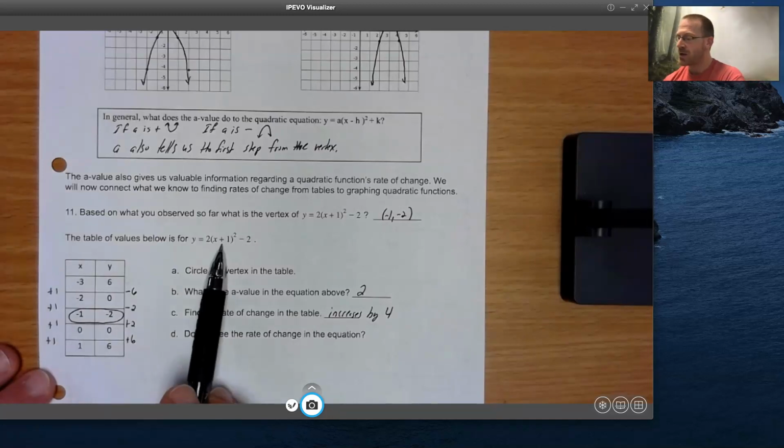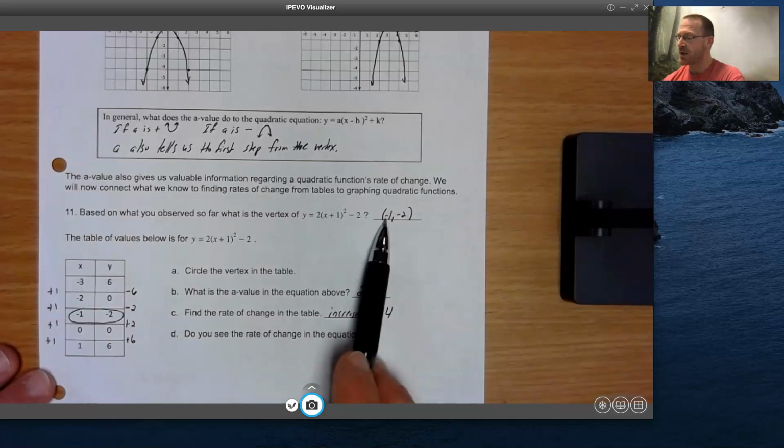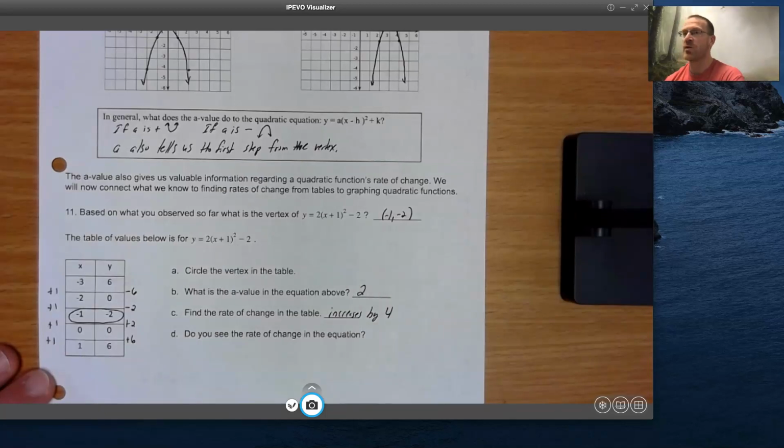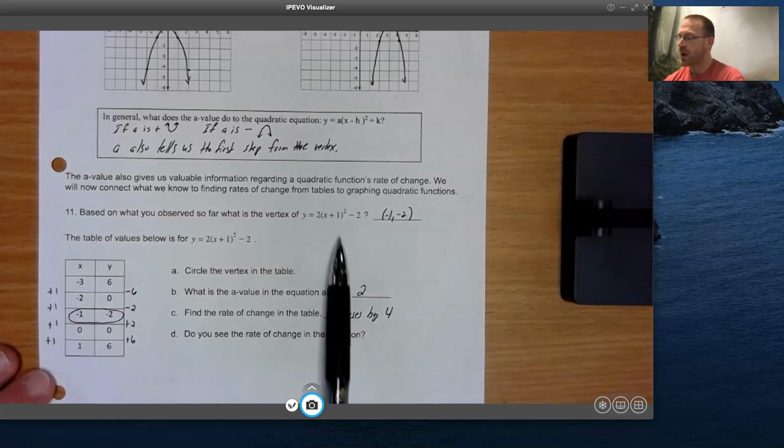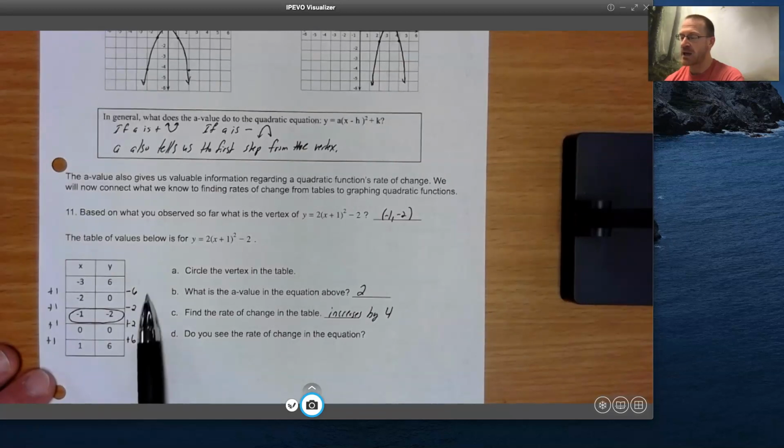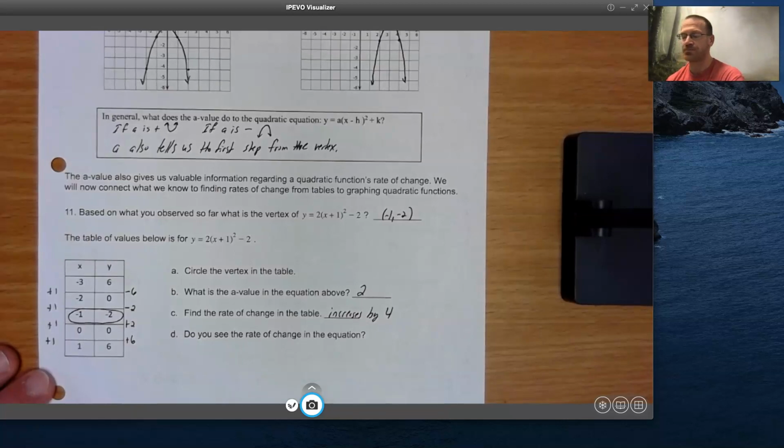And we can see that in our equation here. We identified it up here. Now what we really want you to do is start seeing some patterns here. So notice, what is the a value from our equation above? It would be 2, all right? How would we describe our rate of change here? We would say it's increasing by 4.